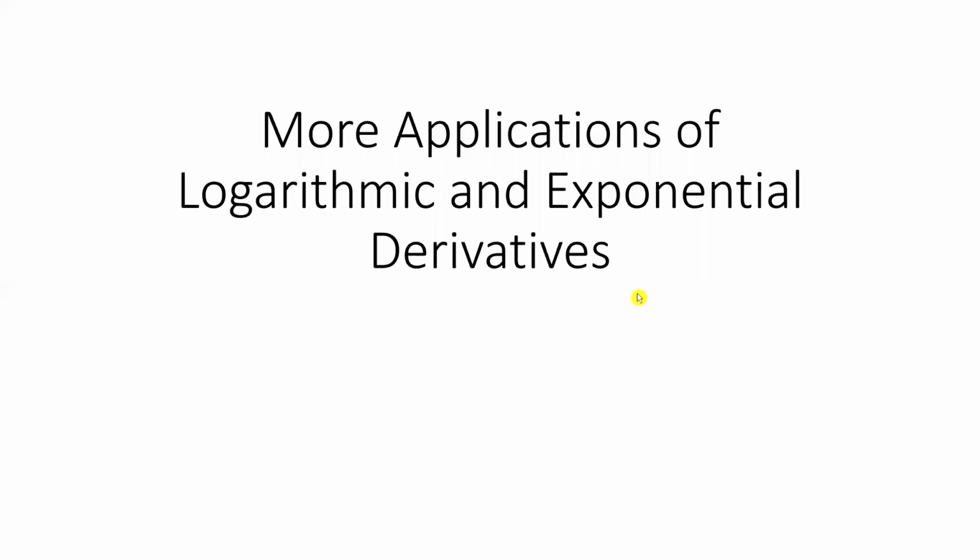There are more things that we can do with logarithmic and exponential derivatives. So let's look. Determine the minimum point of y equals x squared ln x. So let's remember the minimum point. When you have a graph, at the minimum point, the slope of the tangent equals 0. So we'll start with our equation and find the derivative so we can find the slope.